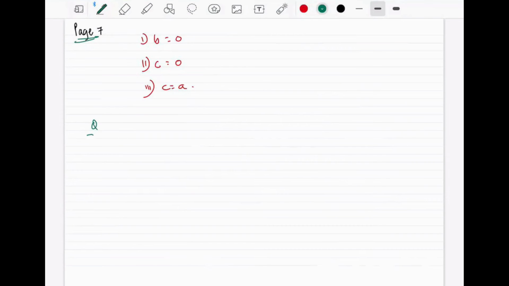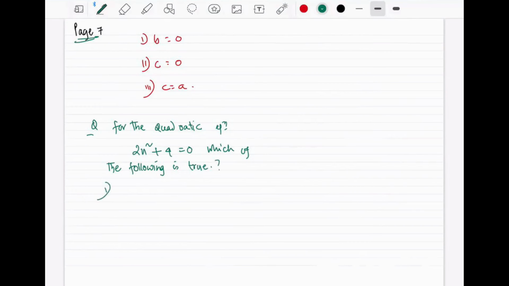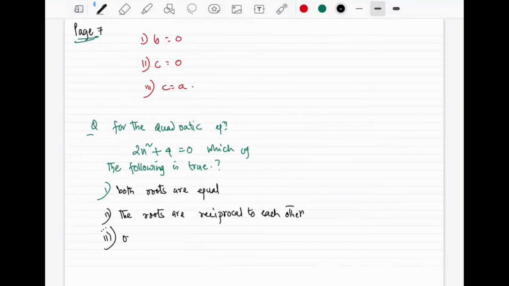Question, for the quadratic equation 2x squared plus 4 is equal to 0, which of the following is true? So multiple choice, first one I can write, both roots are equal. Number 2, the roots are reciprocal to each other. Number 3, one of the roots is 0.